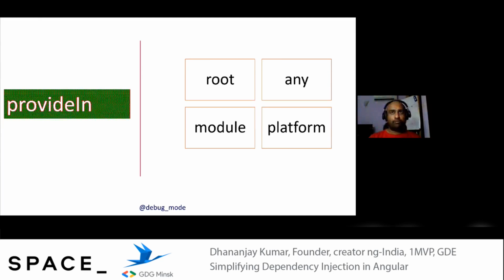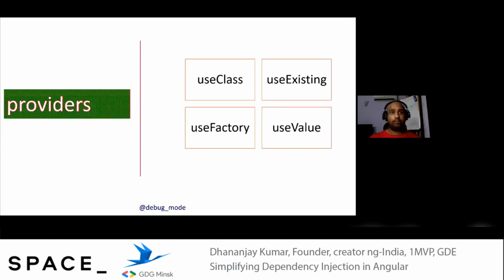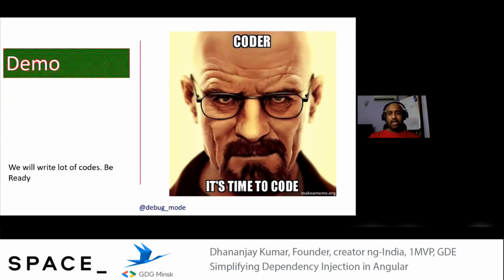Now, there are four options for providedIn. They are root, any, module, and platform. In that, root, any, and platform became part of Angular in version 9, and root was there in version 6. We will see that in detail. In the same way, you have four providers: useClass, useExisting, useFactory, and useValue, and we are going to learn about them as well.